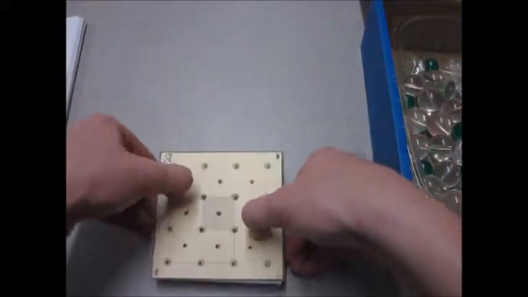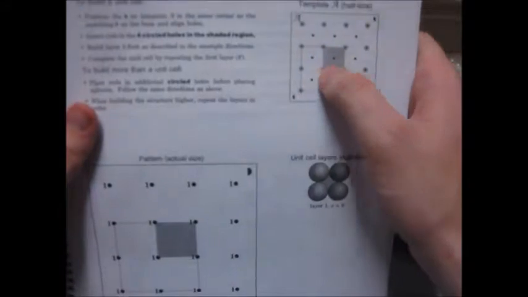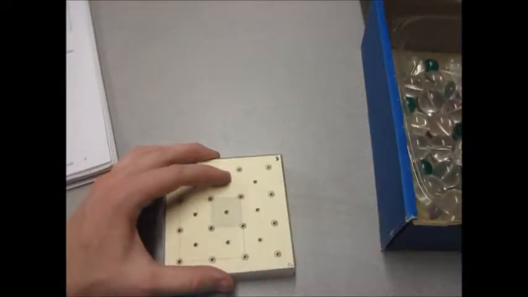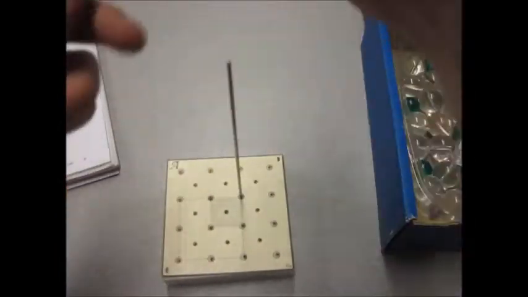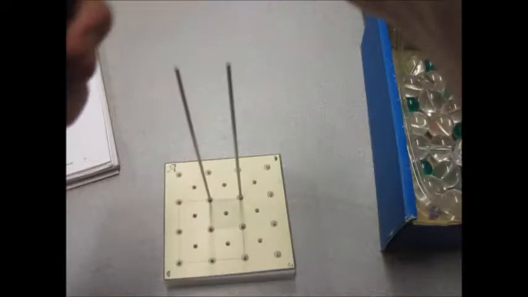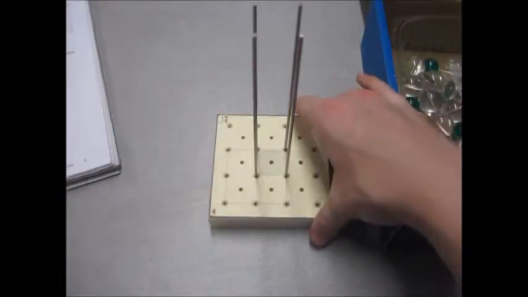So what else does the instruction manual say? Alright, so it shows this shaded region right here, and it says you're going to have to insert 4 rods in this shaded region here. So just take 4 of your rods and insert them in there. Like so. Alright, we've got the rods in there.